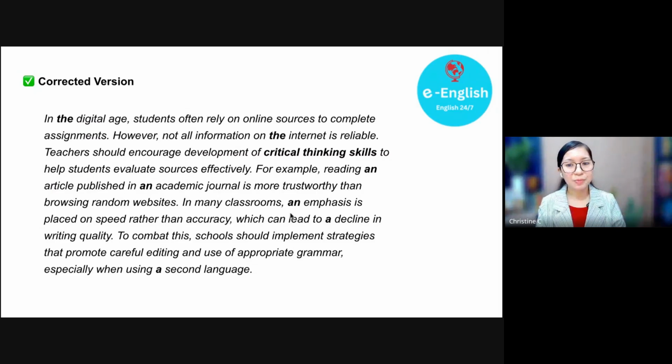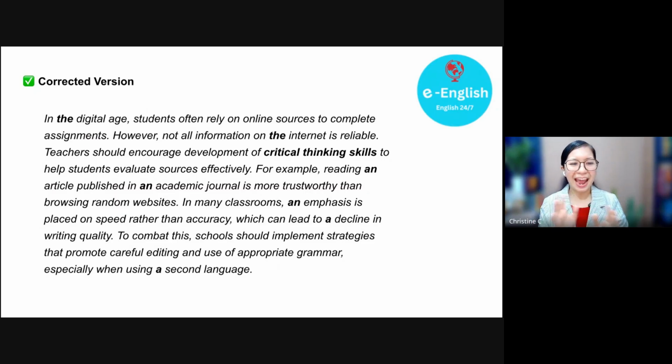In many classrooms, an emphasis is placed on speed rather than accuracy, which can lead to a decline in writing quality. To combat this, schools should implement strategies that promote careful editing and use of appropriate grammar, especially when using a second language.